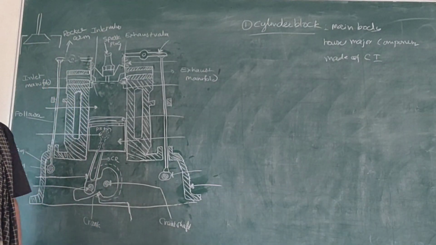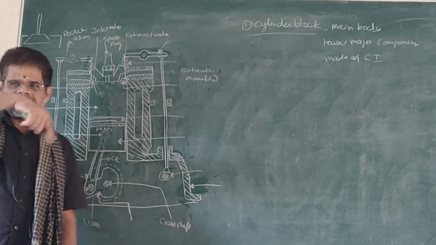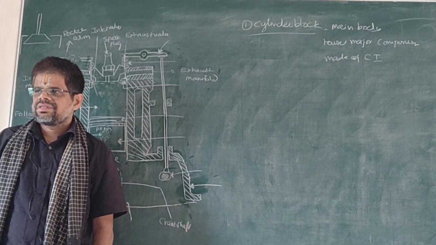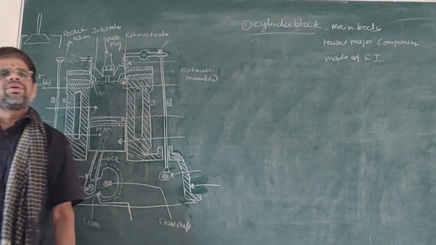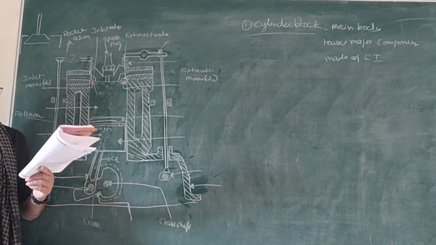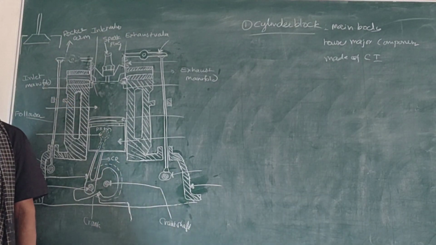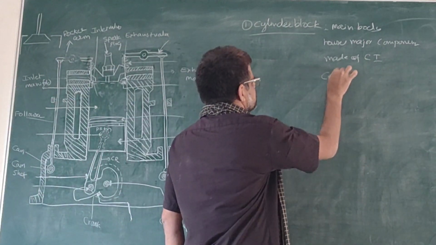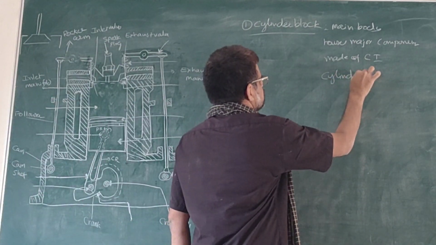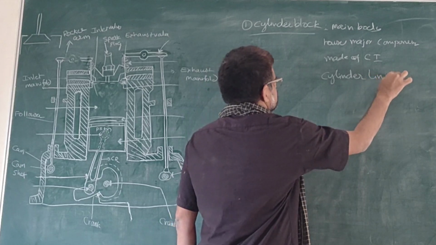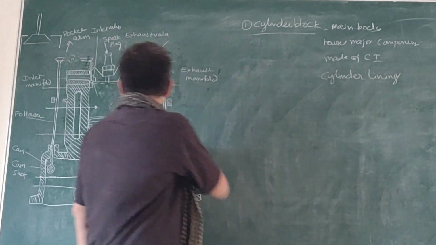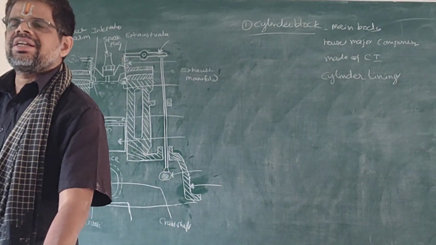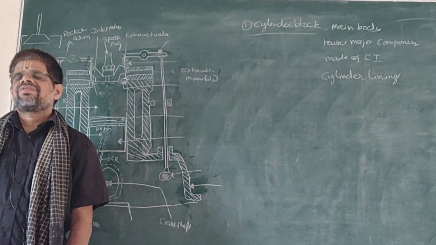The cylinder block consists of a cylindrical hole inside in which the piston reciprocates. That cylindrical hole is provided with linings, called cylinder linings. So what is the purpose of linings?